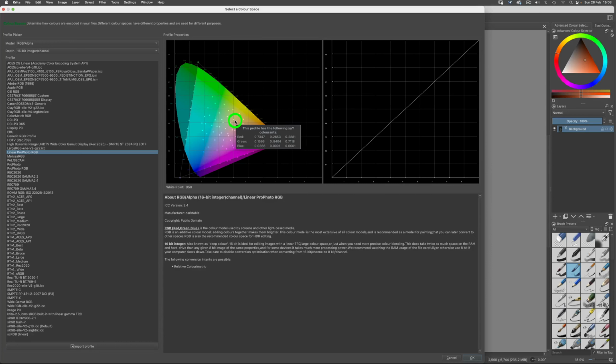And that is why we use a linear ProPhoto in Lightroom. We use ProPhoto but ignoring the tone curve and therefore treating it as linear in RawTherapee. And this is why I now recommend switching to linear ProPhoto in Darktable.